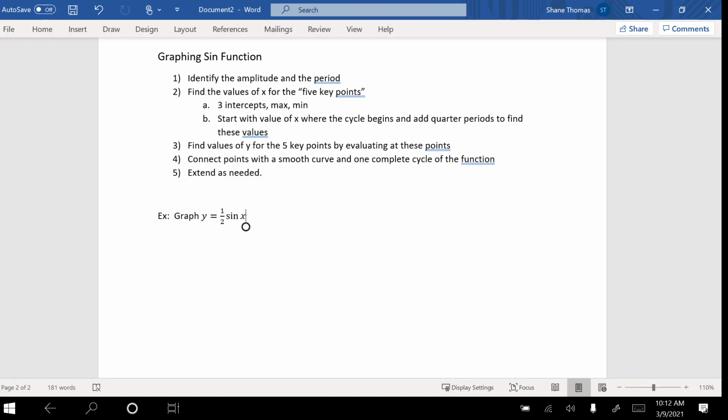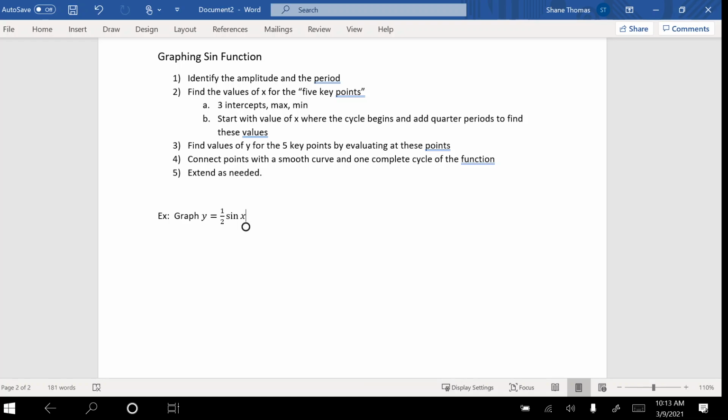Secondly, you want to find the values of x for the 5 key points. You hear me say it a lot, the 5 key points, kind of like when we did quadratics and polynomials. We had our key points, our x-intercepts, and so on. This is going to be the same thing here. So our 5 key points, we're going to have 3 intercepts, a max value, and a min value every time in 1 full revolution. Then you want to start with the x value where the cycle begins and add quarter periods to find those values. So I talked about the quarter periods being the important things. That's where things happen. That's how I'm going to find those 5 key points.